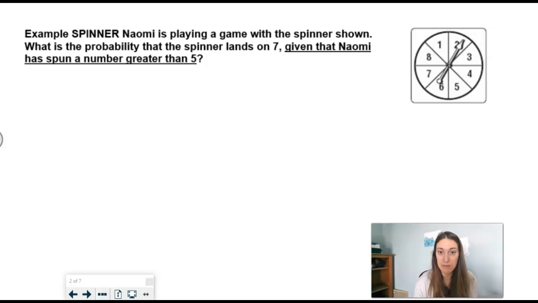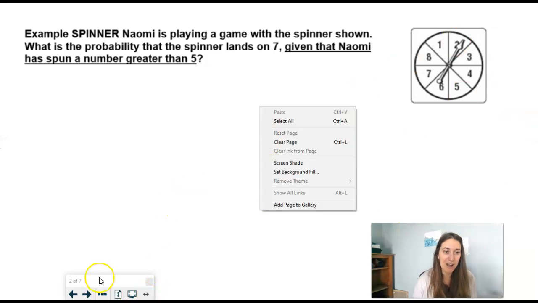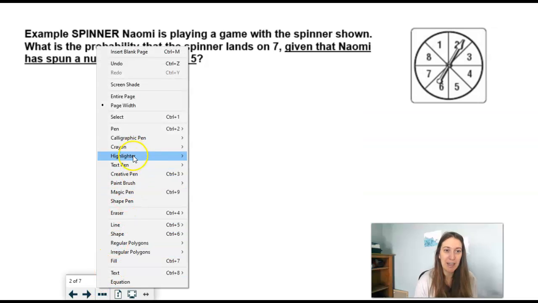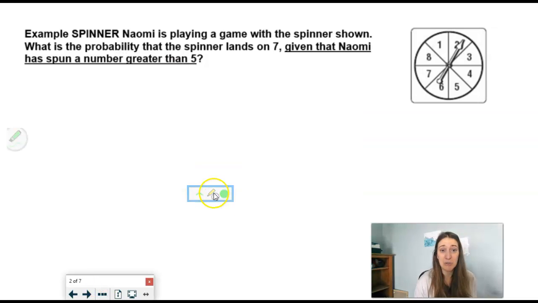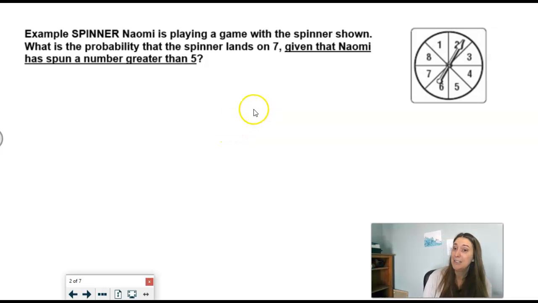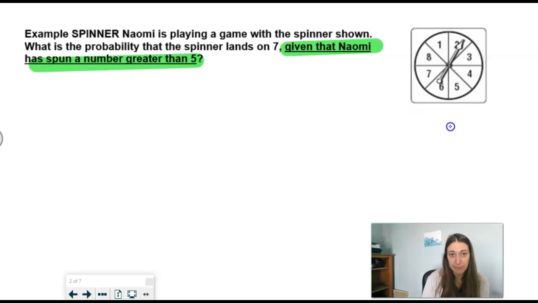So what I would do is if you have a highlighter, marker, Crayola marker, crayon, anything, really anything, grab it. I'm going to use my highlighter. And what I'd like you to do in the problem, because there's a lot of reading and writing in probability, is highlight the given part. So Naomi's spinning this spinner over here. What's the probability that she lands on 7? And the part I want you to highlight is given that Naomi has spun a number greater than 5.